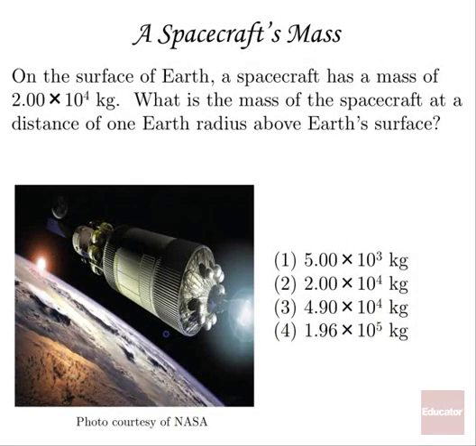So let's do a problem here. On the surface of the Earth, a spacecraft has a mass of 2 times 10 to the 4 kilograms. What is the mass of the spacecraft at a distance of 1 Earth radius above Earth's surface? So we know the mass is 2 times 10 to the 4th kilograms on the surface of the Earth, and we want to know what its mass is up in space. Well, mass, the amount of stuff an object is made up of, doesn't change. Doesn't matter where you are, you still have the same mass in the same object. Therefore, our answer must be number 2, the same mass.